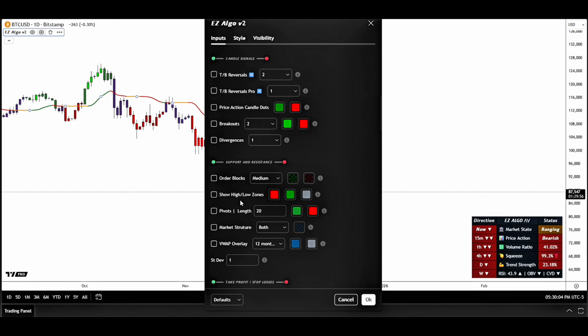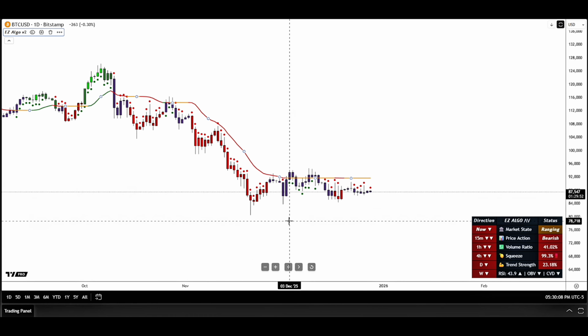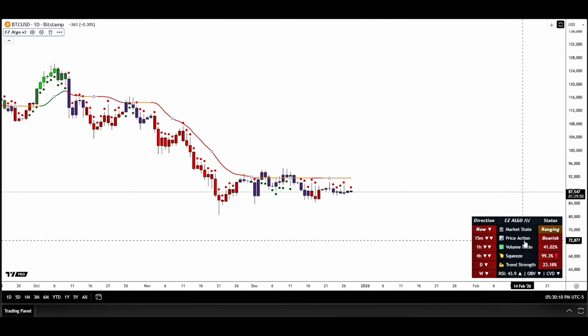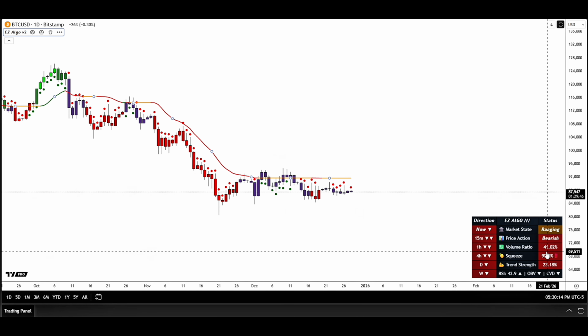Our price action goes off of our price action dots in the script. So if we go down to our candle signals, for example, price action candle dots, we turn those on. Current dot is red. Price action is bearish. Our volume ratio tells us if the overall volume is more bearish or more bullish. It does this in a trending format. Right now it's telling us it's pretty bearish.